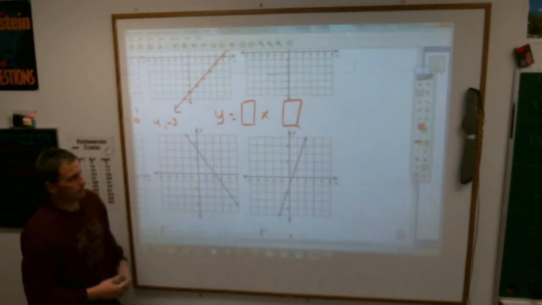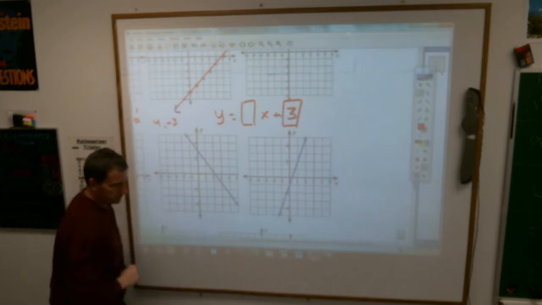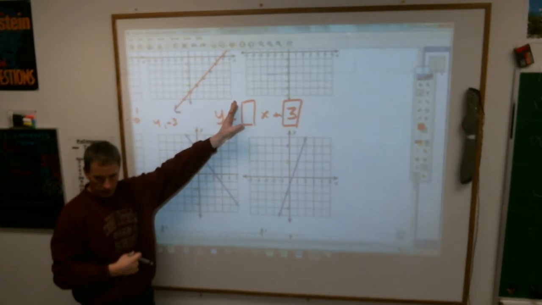What's that? 3. Very good. So that's what you put here. That's where it crosses the y-axis at a +3. Then the number in front of the x, here's where it gets a little challenging.